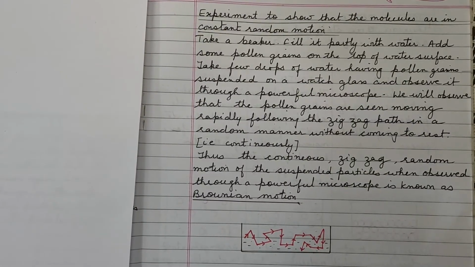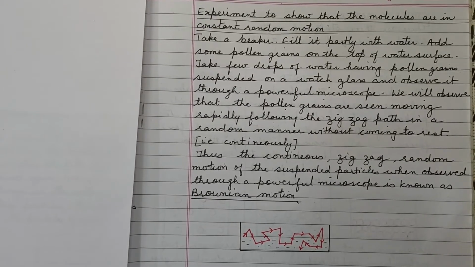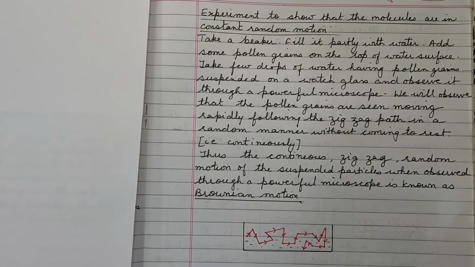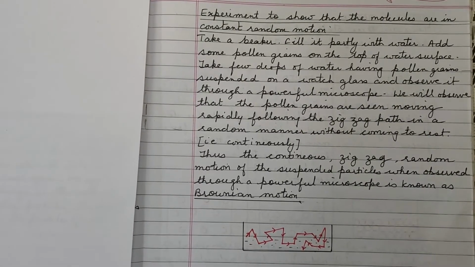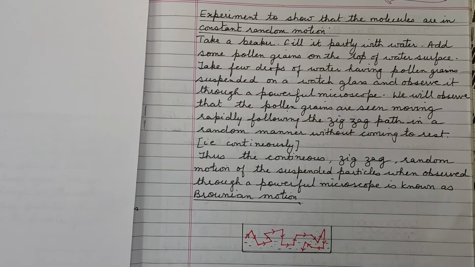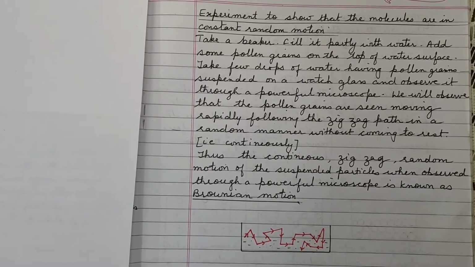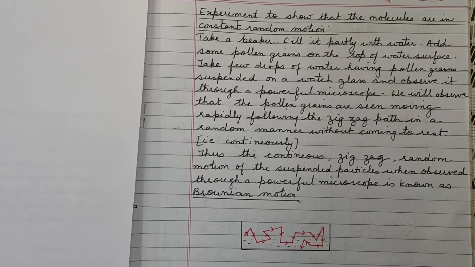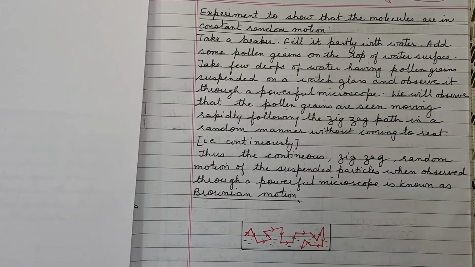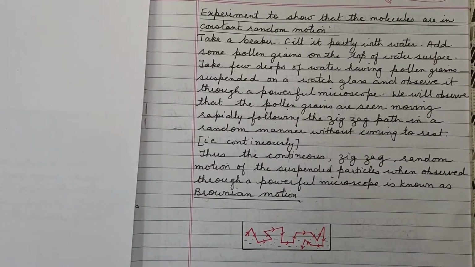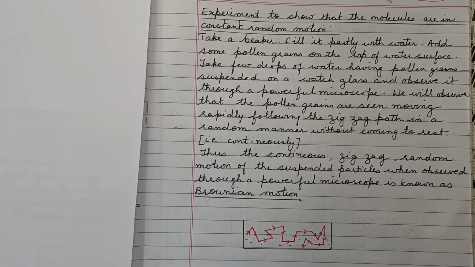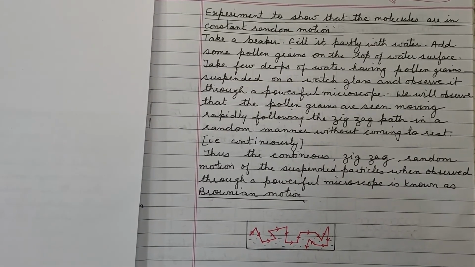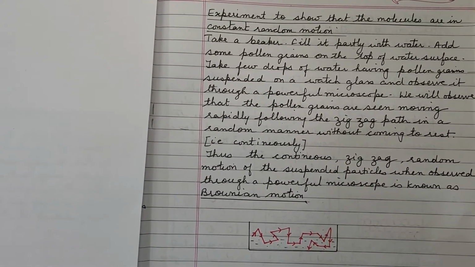Now to study the third property of molecules, that the molecules are in continuous random motion and they possess kinetic energy, we study another experiment. We take a watch glass and fill some amount of water on top of the watch glass. We'll be dropping some pollen grains onto the water surface.